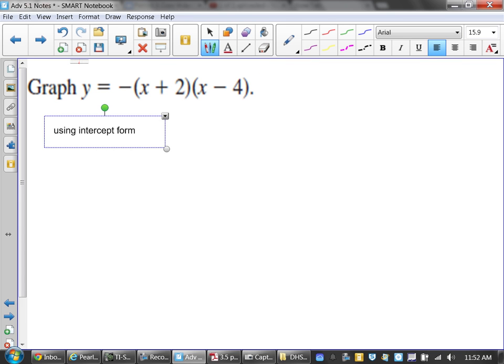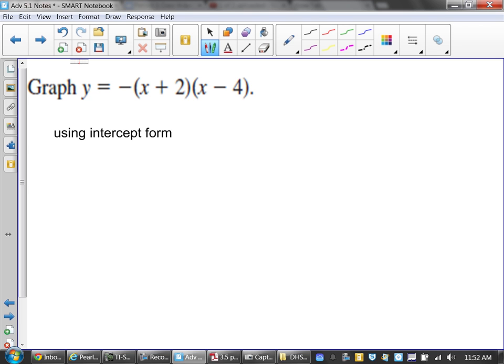When do you graph this using the intercept form? See how it's already given to you written out with zeros? So we're going to graph y equals, when it just says negative, what's next to that negative you just don't see? 1. Good. It's negative 1 times x plus 2 times x minus 4. Where are your zeros? Negative 2 and 4. Everybody okay with that? Good. So when we start this out, we know that we have zeros at negative 2 and positive 4.